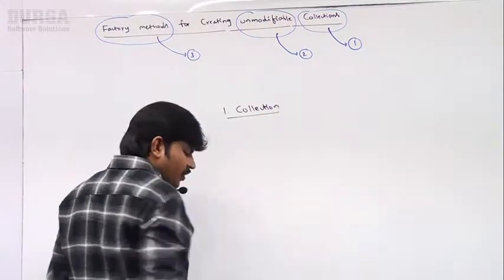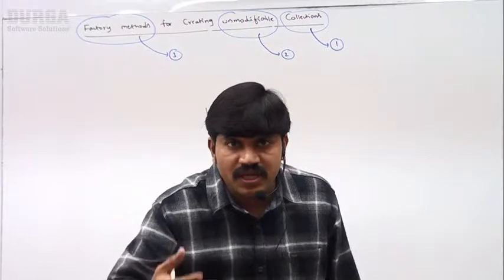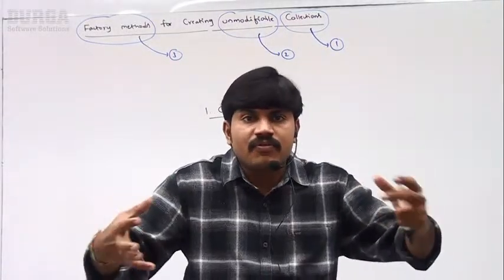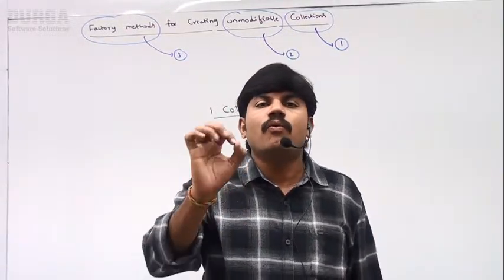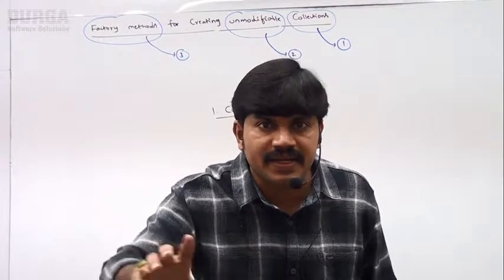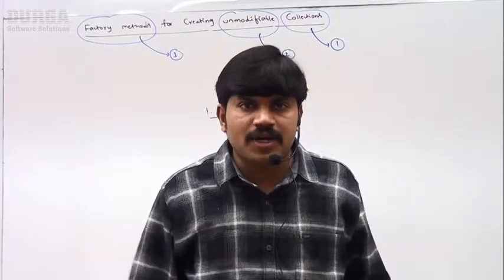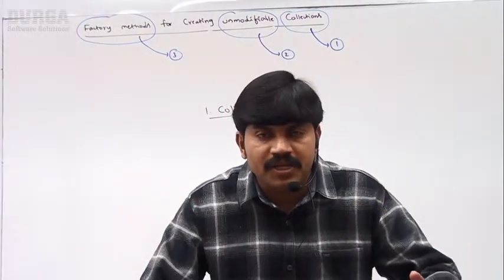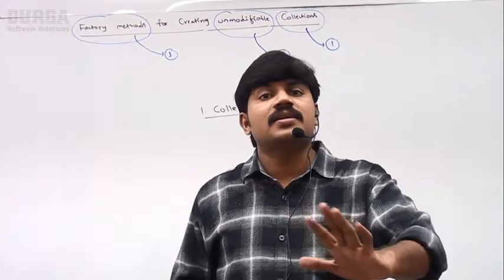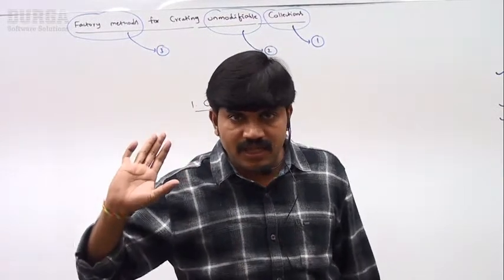Can anyone please tell, what is the collection? Collection is a normal word: a collection of books, a collection of items, or a collection of pens. If you want to represent a group of objects as a single entity, say I have 10 student objects or 10 customer objects, and I want to represent these 10 customer objects or 10 student objects as a single entity, then we should go for a collection.